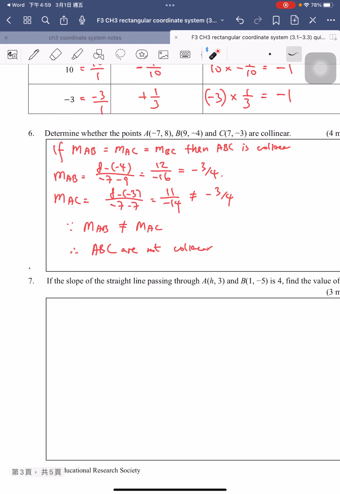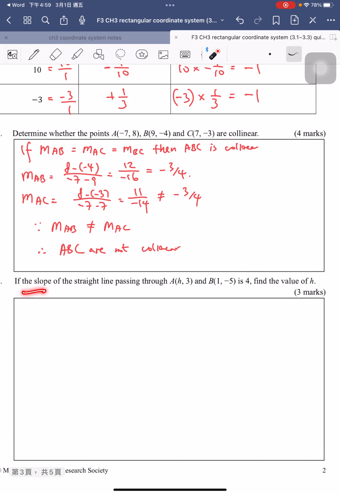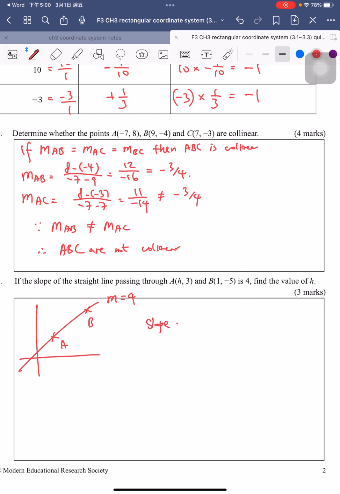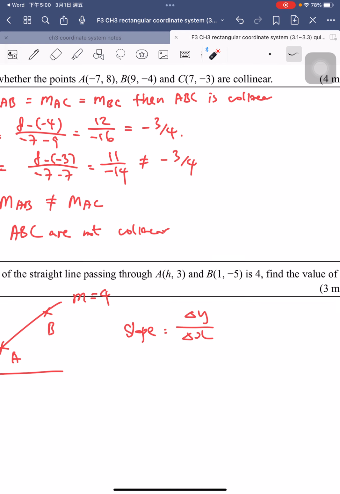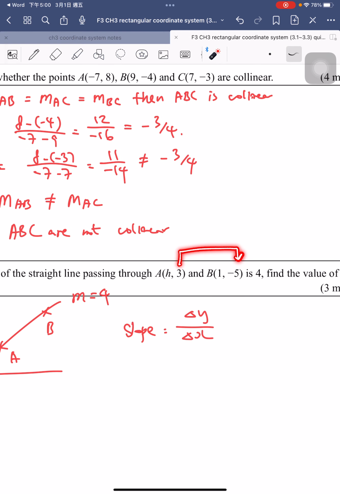Okay? So now for question 7, the slope of the straight line passing through these 2 points is going to be 4. So we can try to sketch the curve. We have 2 points. This is A, this is B, and the slope is equal to 4. When we have 2 points, the slope can be calculated by the change of y divided by the change of x. The change of y means you use 3 minus -5.